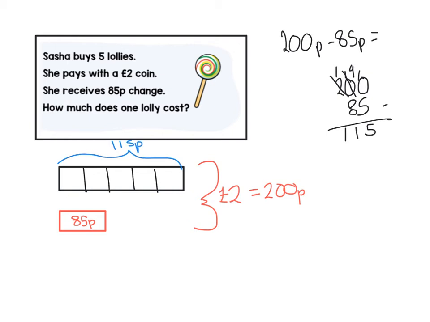Now what I want to do is find out what's in each of these boxes. So I need to do 115 divided by 1, 2, 3, 4, 5. So if I get my bus stop, how many 5s go into 115? 5s into 1 is 0, I've still got that 1. 5s into 11 is 2, I've still got 1 left. 5s into 15 is 3. So in each one there's going to be 23p.